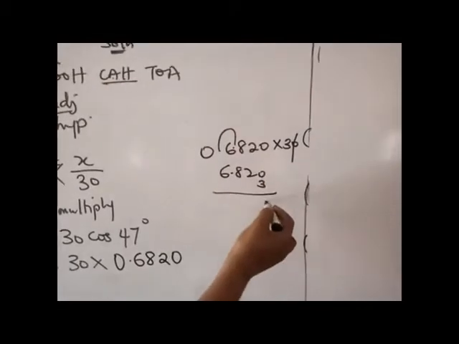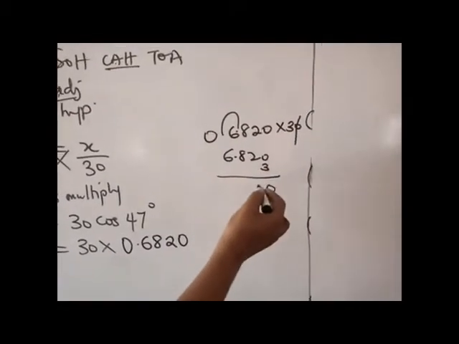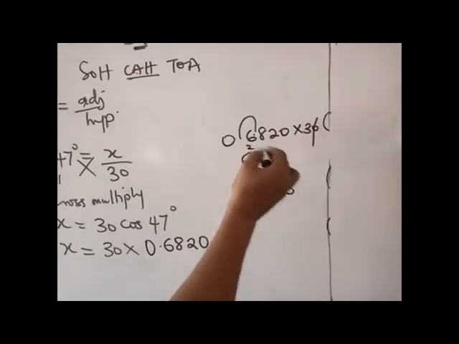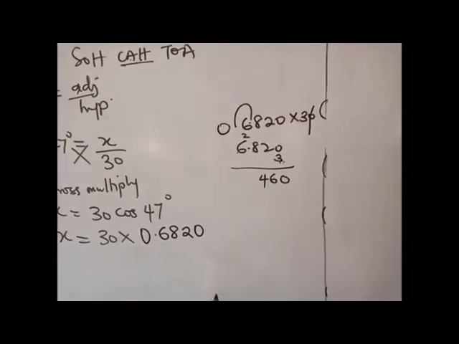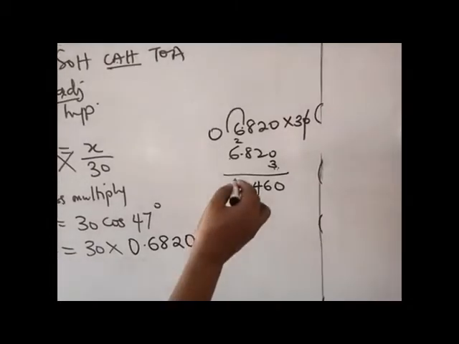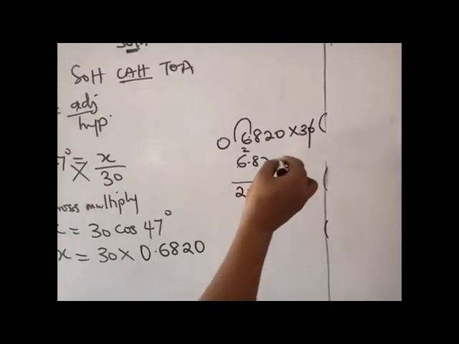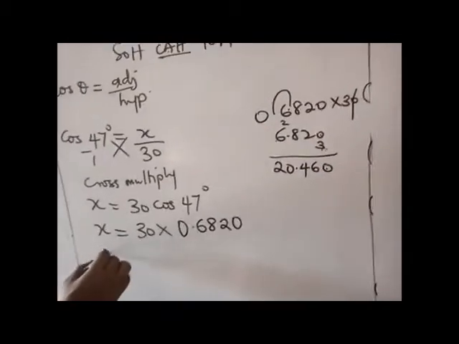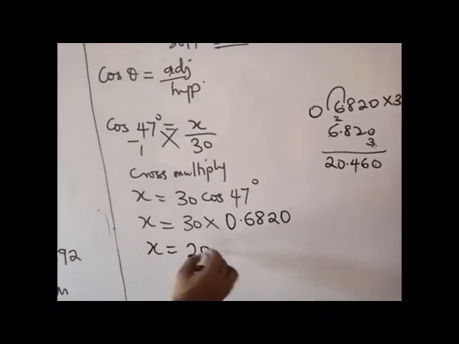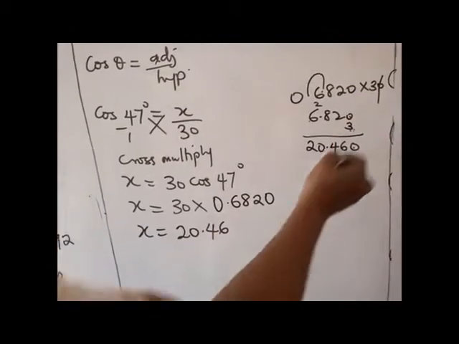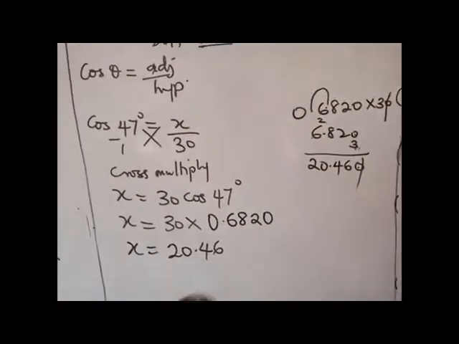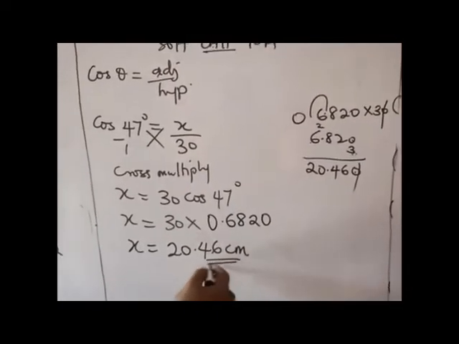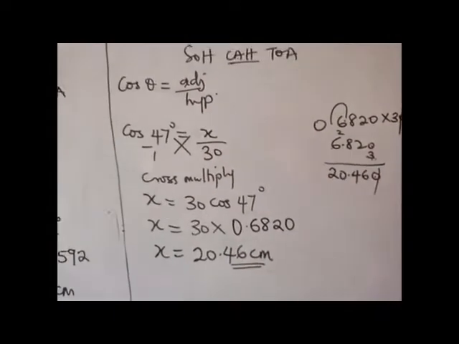3 times 0 is 0. 3 times 6 is 18. 3 times 8 is 24. Put down 4, carry 2. 3 times 6 is 18. 18 plus 2 is 20. How many places of decimal? 1, 2, 3. So your answer is what? X is 20.46. The 0 after the decimal is useless. 20.46 centimeters.